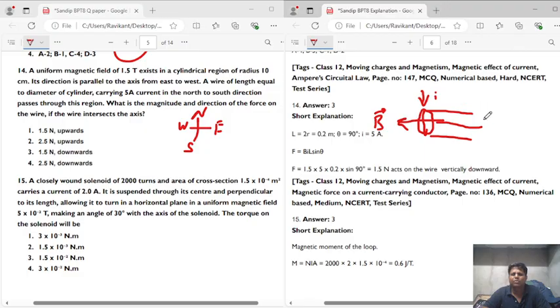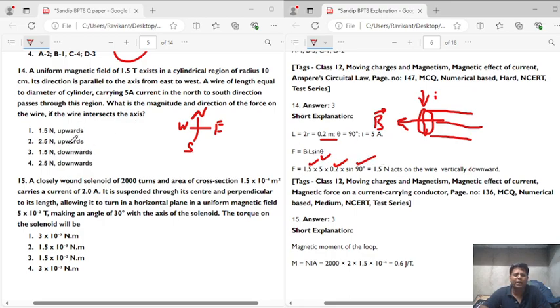So force is given by the formula IBL sine theta. I is 5 amperes, B is 1.5 Tesla, and L is 20 centimeters, which equals 0.2 meters, and theta is 90 degrees, as we can see from the diagram. Putting the values, I as 5 ampere, B as 1.5 Tesla, L as 0.2 meters, and sine 90, we get the force as 1.5 Newton. So the magnitude is 1.5 Newton.